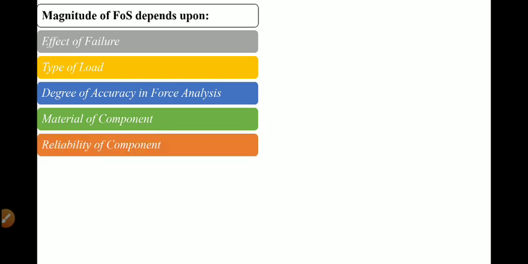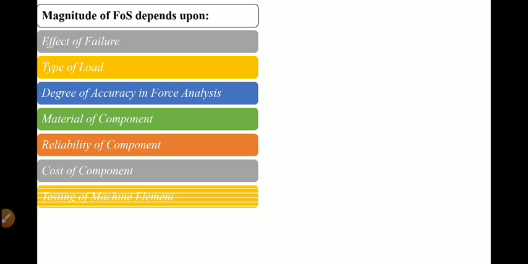Reliability of the component. If the component is more reliable, if it is designed in a more reliable way, then the factor of safety will be less. Cost of component. If the cost of the component is not high, we can keep a low factor of safety, like bushes and other things of which the cost is very less, so we are not going to keep a high factor of safety for them. But if the cost of the component is high, then we need to keep more factor of safety.